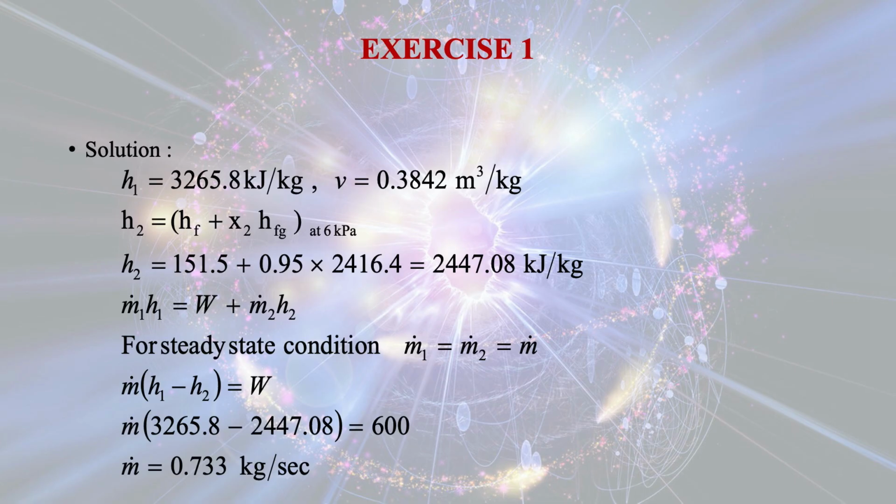Enthalpy at state 1, that is h1, we can get for this particular pressure and for this particular temperature from the steam table. So h1 is equal to 3265 kilojoule per kg. The specific volume is given as 0.3842 meter cube per kg.